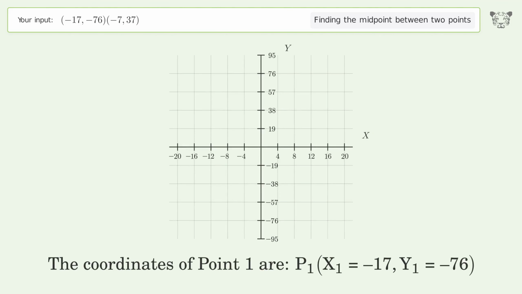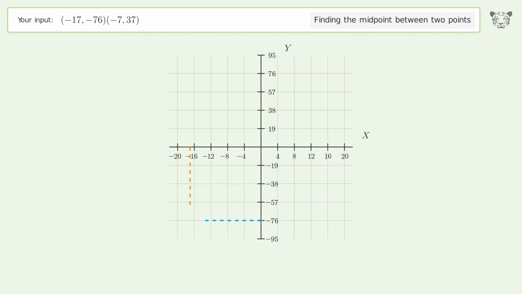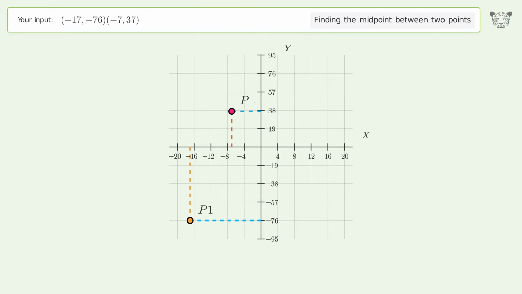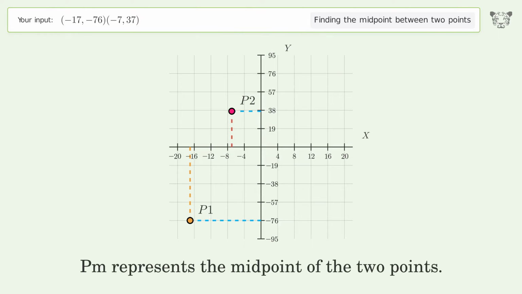The coordinates of point 1 are x1 equals -17, y1 equals -76. The coordinates of point 2 are x2 equals -7, y2 equals 37. PM represents the midpoint of the 2 points.